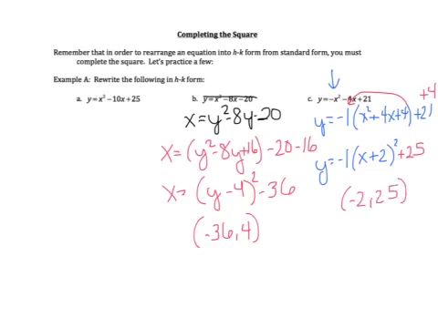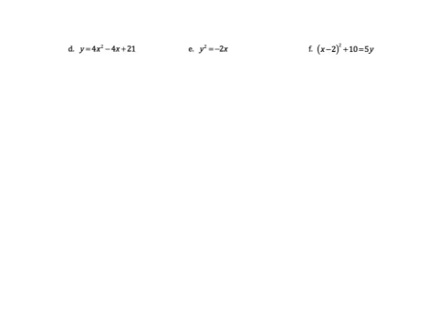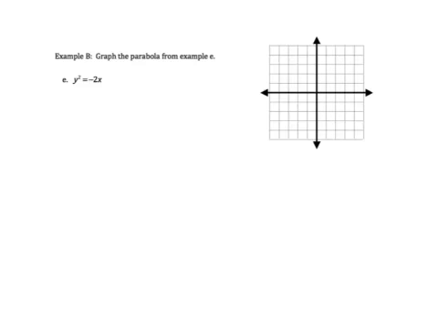Now I'm going to go ahead and do D, E, and F, and then go ahead and check your answers against what is written on the static notes that are posted online.